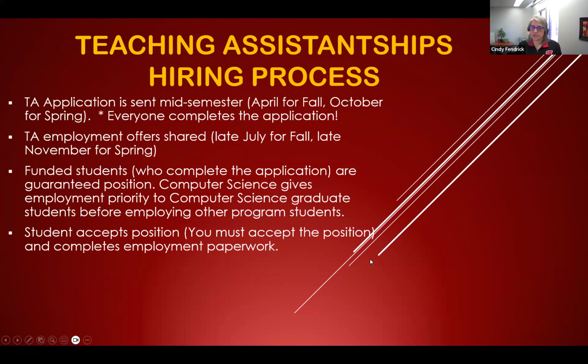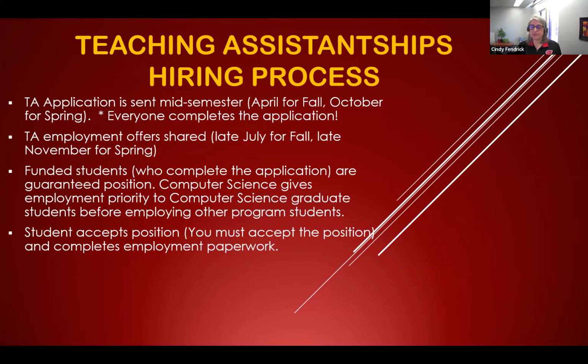Briefly, let's talk about the teaching assistantship hiring process. So the hiring process begins by us launching the application. This will be a Google Doc that will be sent to everyone who accepts our offer to come to UW-Madison, usually around mid to late April. You will complete that for the fall in April, and for the spring, you complete it around October.